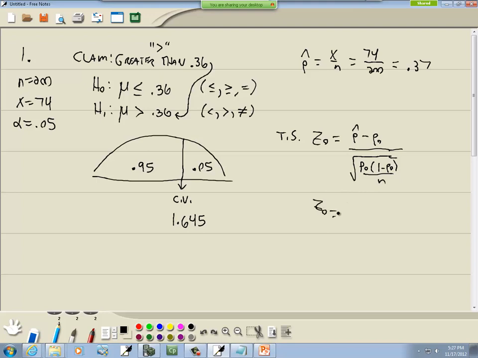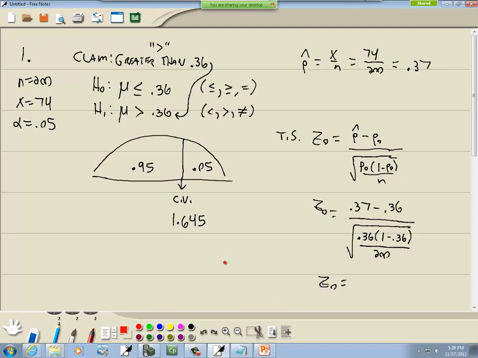So our test statistic: p hat, 0.37, minus p naught. P naught is the number off of your claim, which is 0.36, divided by the square root of p naught, which is 0.36, times 1 minus p naught, so 1 minus 0.36, divided by n, which was 200.